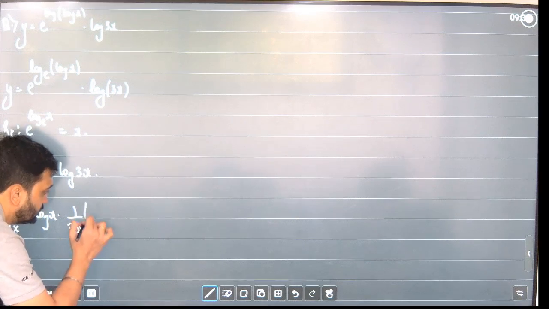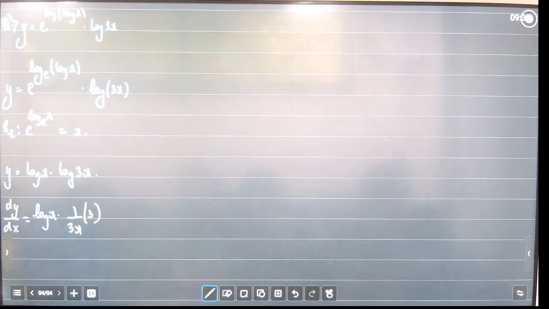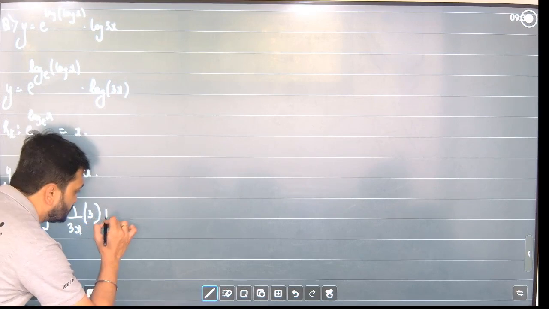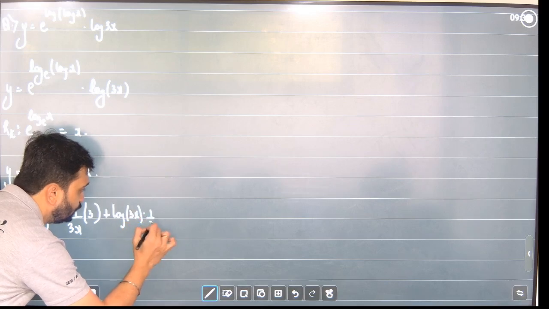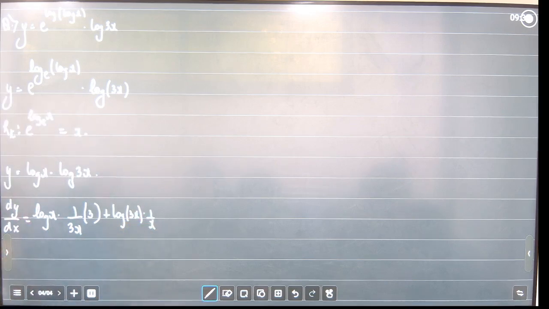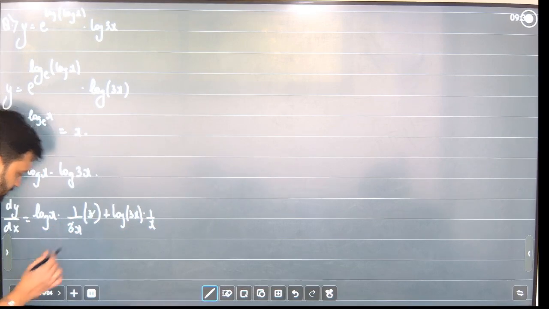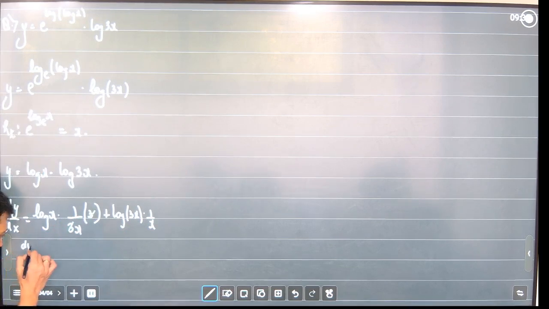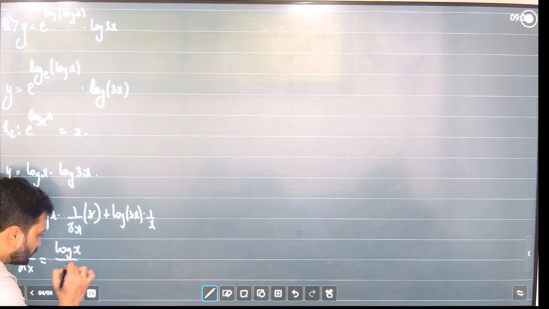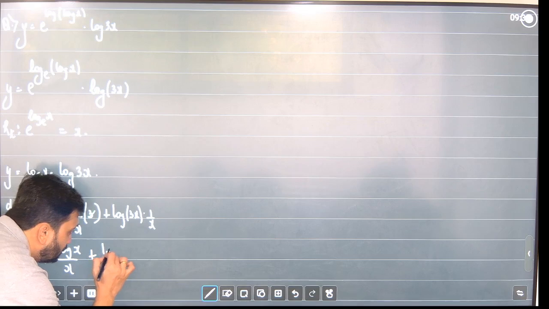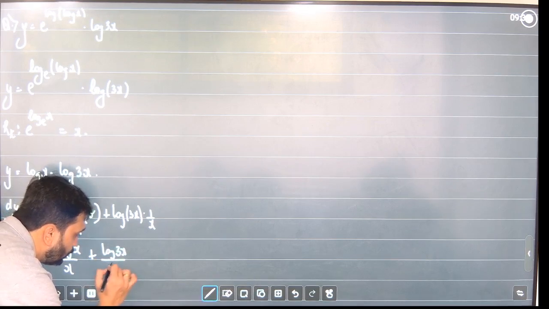So u into 1 upon 3x into the derivative of 3x, that is 3, plus log 3x into 1 by x. This gets cancelled, this gets cancelled. And my final answer is dy by dx is equal to log x upon x plus log 3x upon x.